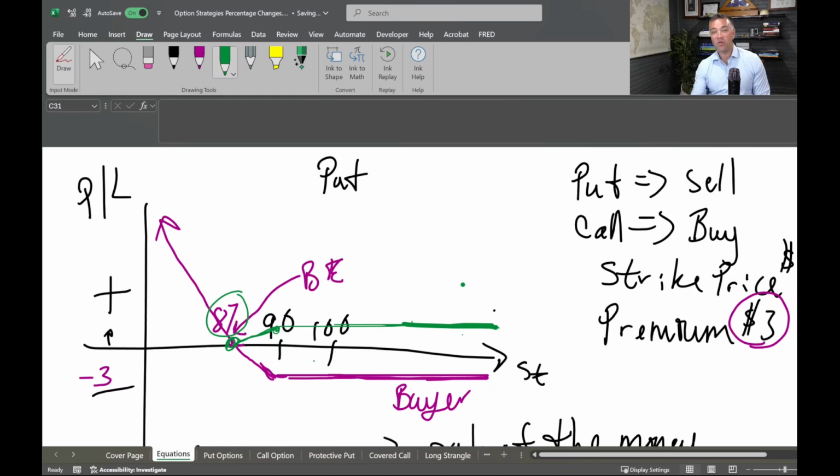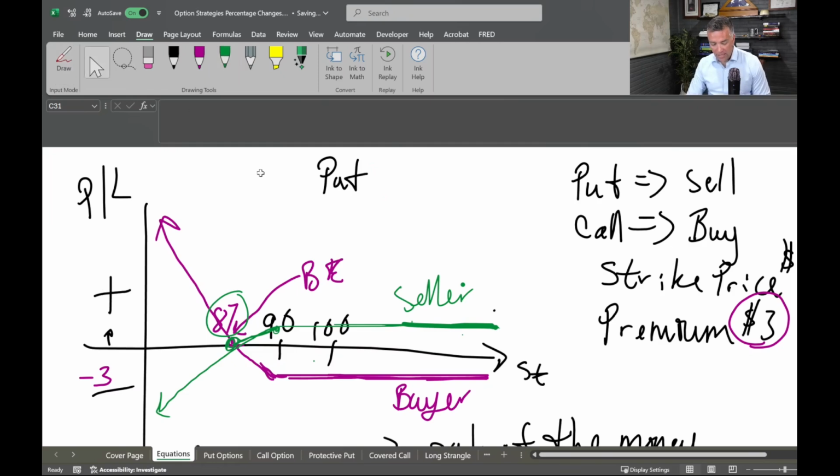So if the buyer made 0, that means the seller made 0. And then as the stock price goes down, the seller of the contract will lose. So if the buyer made $10, the seller loses $10. So that's what a put contract would look like with the buyer and the seller.